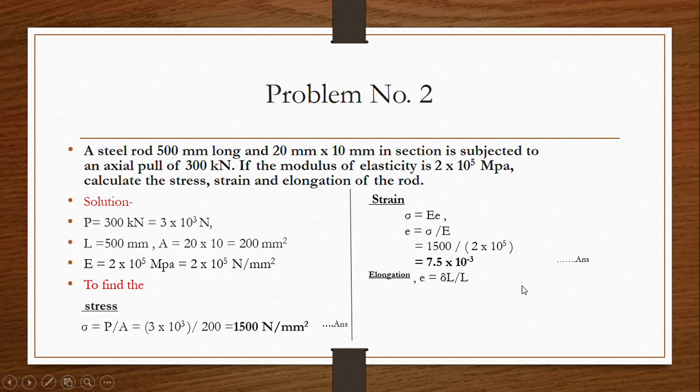The last one is elongation, that is delta L. Strain is nothing but the change in length to the original length, so delta L by capital L. As we know, small e value we have 7.5 and capital L is 500. So substitute the value and by calculation we get the answer 3.75 mm.